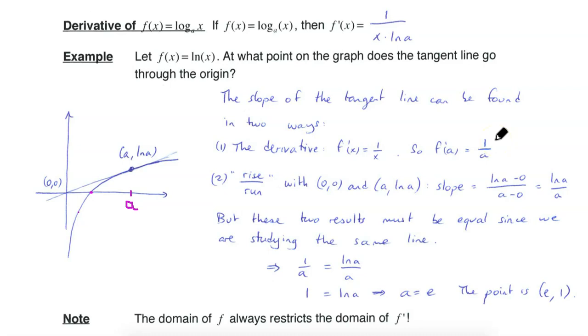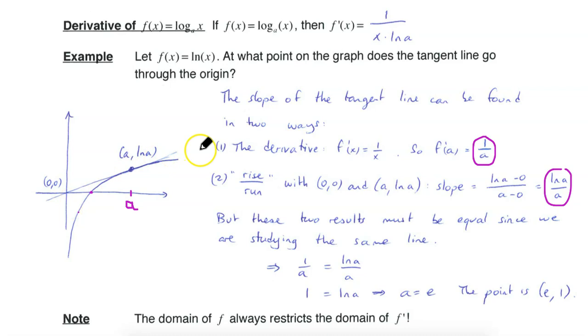But we can also think of the slope of this line in a different way. We can say, hey, look, I have 2 points, so I can do rise over run, just what I've learned in Algebra 1. And if you do rise over run between 0, 0 and a, ln of a, you get that the slope is ln of a minus 0 over a minus 0. So it's ln of a over a. This and that are the slope of the line.